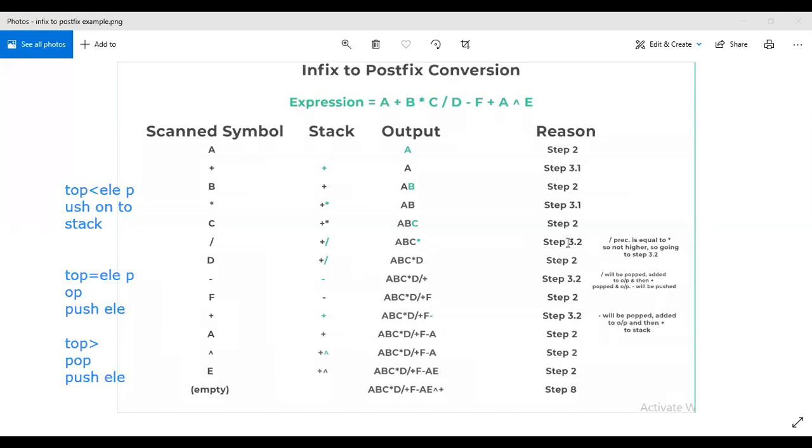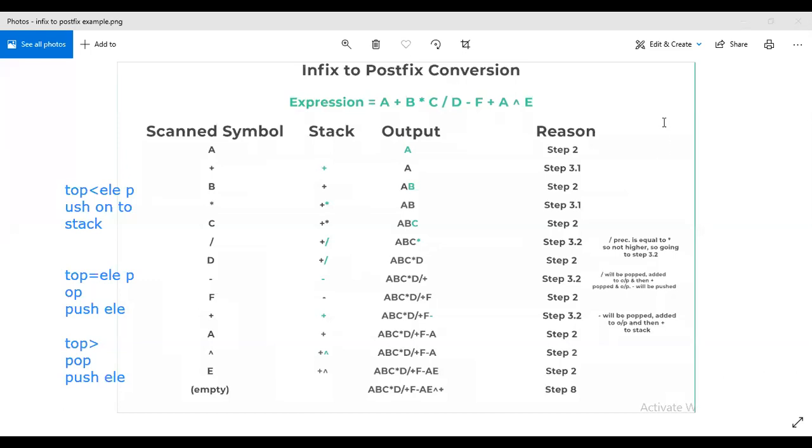If the precedence of the top of the stack is equal or greater than the element which I scanned, I will use step 3.2. Precedence is equal, so not higher, so going to step 3.2. You can see the comments also, very nicely written. On the right side, in the reason column, the steps which I used in the algorithm are written. Next, at each main step, that is 3.2, which is a very difficult step, some comment is written on the right side. If you understand that comment, you can understand the whole thing.